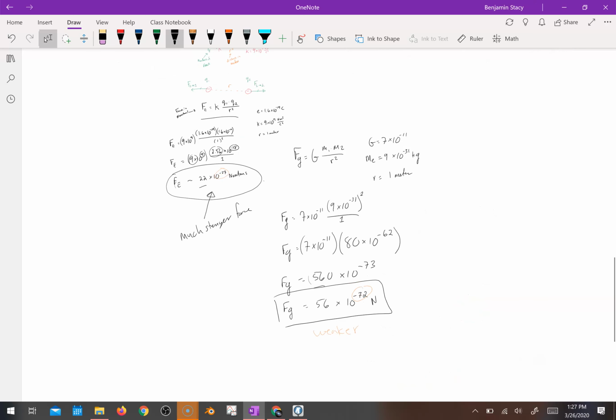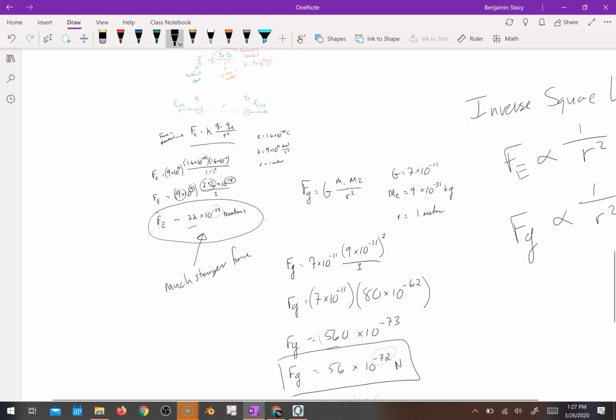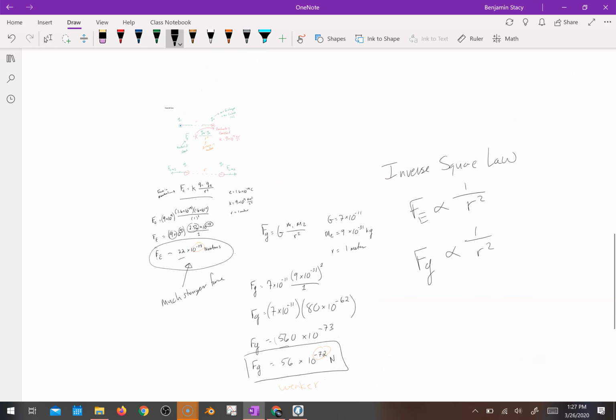This is another example of an inverse square law, meaning that the electric force varies inversely with the square of the distance between the two objects. Just like the force of gravity from universal gravitation varied inversely with the square of the distance between the two objects. There's Coulomb's law, and that's about it for now.